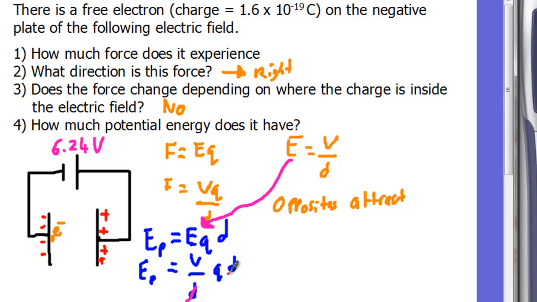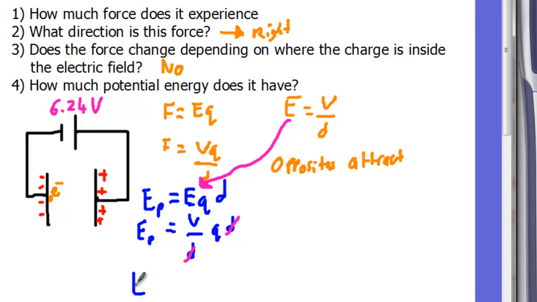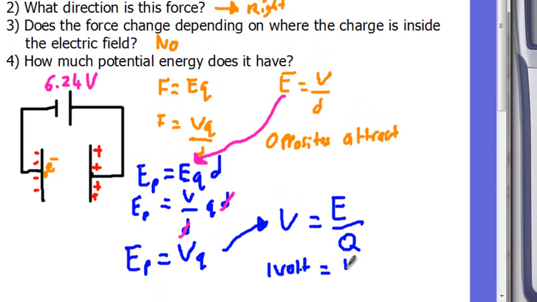Now, this equation looks a little bit crazy, but do we notice something? There's a D on the bottom and there's a D on the top. Okay, and so it simplifies down to electric potential energy equals VQ. Now this formula here is actually the definition of what voltage is. Voltage is the amount of energy a group of charge has. So if I said that 1 volt equals 1 joule of energy per 1 coulomb of charge. Okay, so simply by separating electrons, we actually create a voltage.